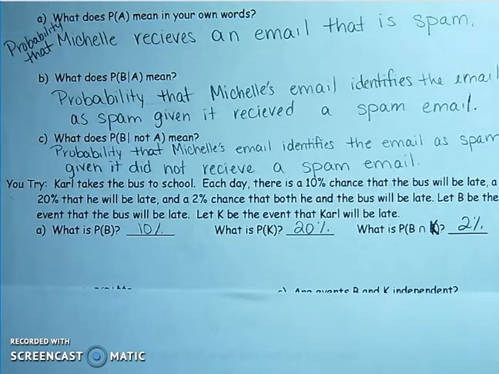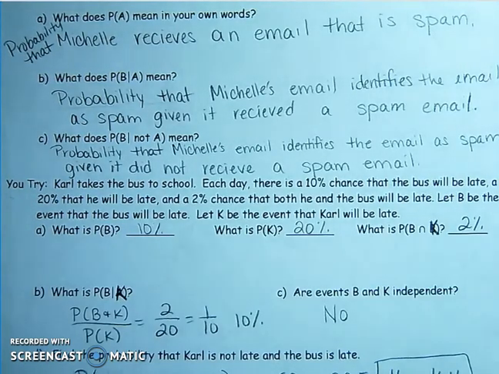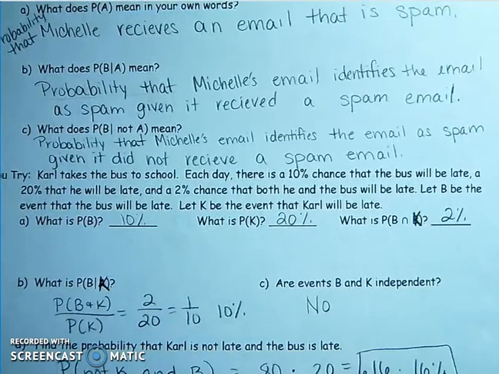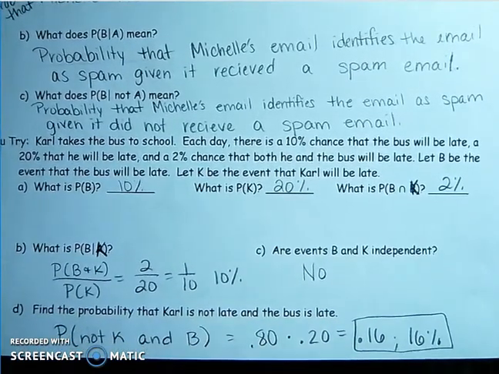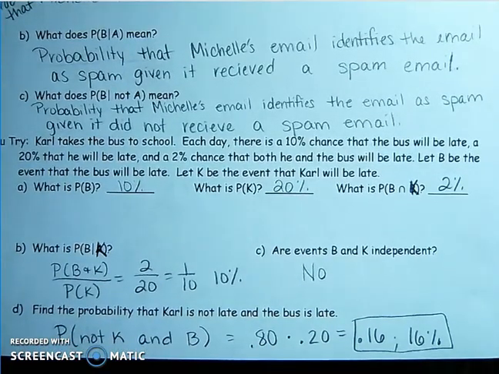So, in the you try, Carl takes the bus to school. Each day there's a 10% chance that the bus will be late, a 20% chance that he will be late, and a 2% chance that both he and the bus will be late. B will be the event that the bus is late, and K will be the event that Carl is late. So what's the probability of B? Well, 10% chance that the bus is late, so that's 10%. Probability of K, well, that's 20%. That's the probability of Carl being late, given in the problem.